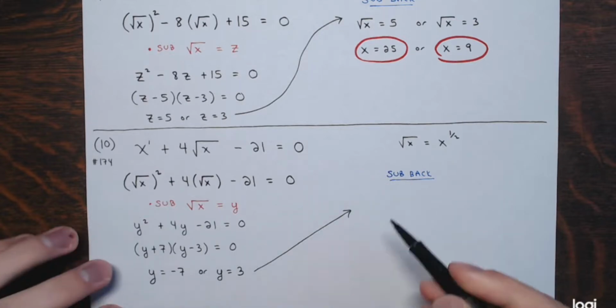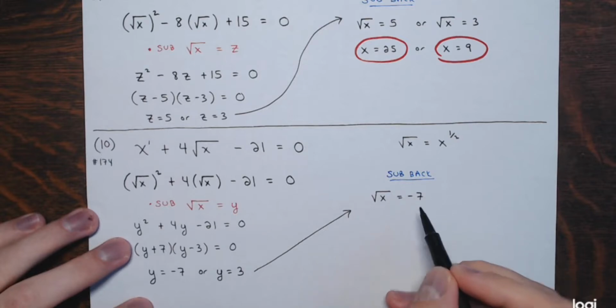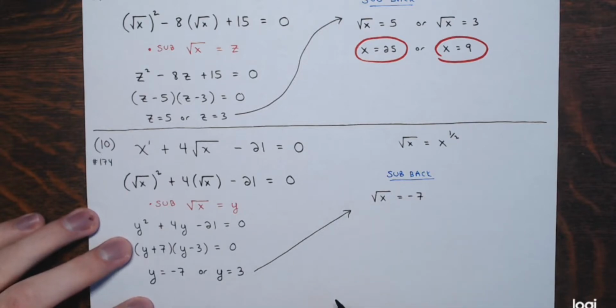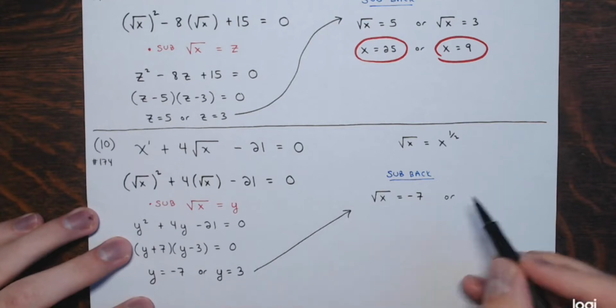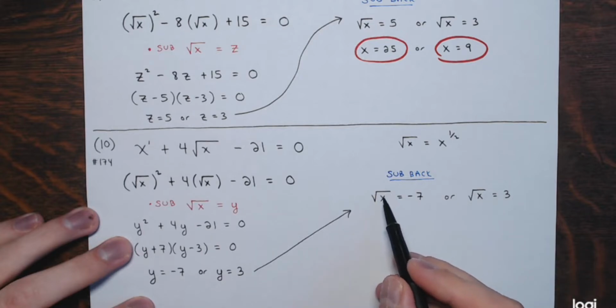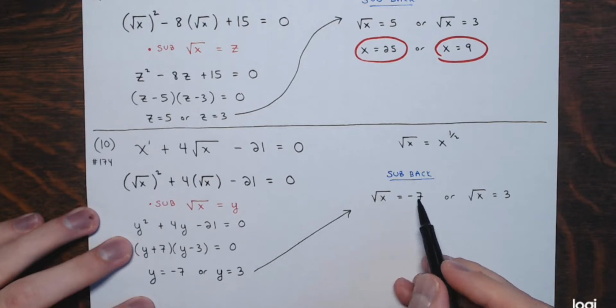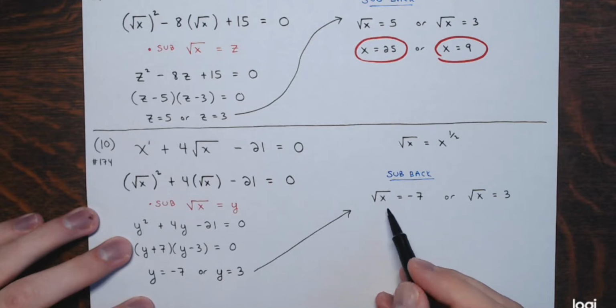So y was the square root of x, right? So the square root of x equals -7, which won't have a solution. Or the square root of x equals 3. Remember, when you see the square root symbol, that means they want the non-negative root. So how can a non-negative number be equal to a negative number? This has no solution.